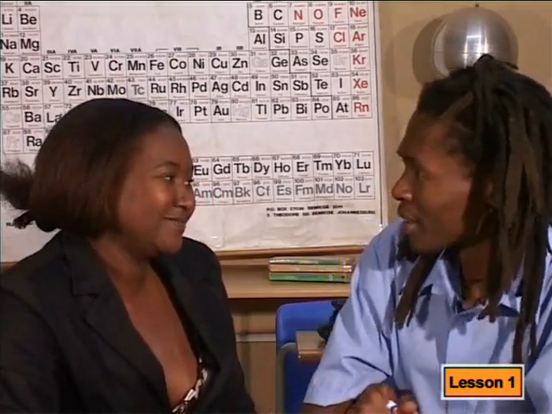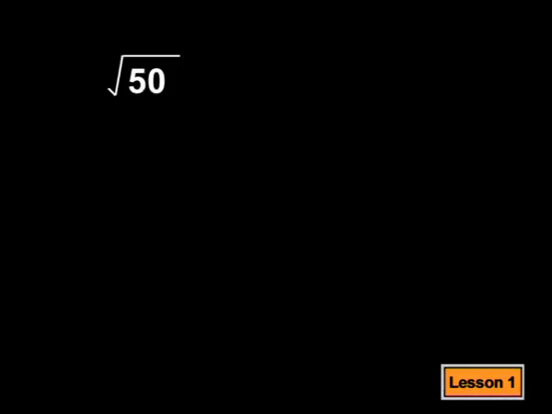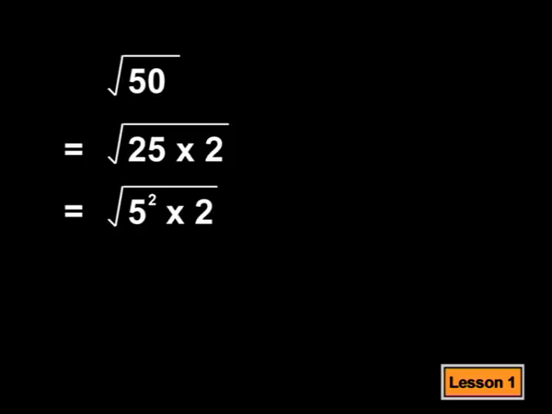Can I try another one? Here, try this one. Remember that you must always write a surd in its simplest form first. 50 is 25 times 2, and 25 is 5 squared.